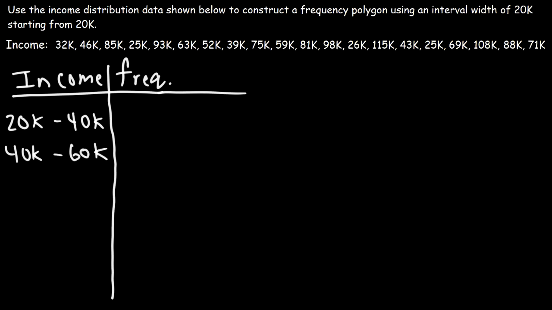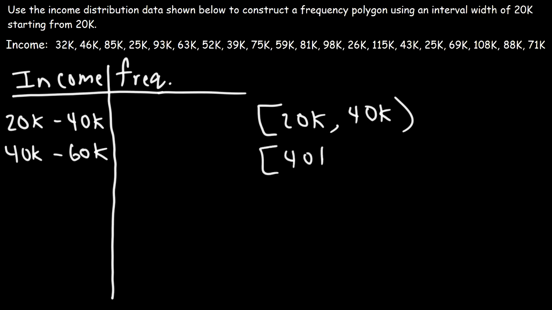Now you might be wondering, let's say if we have a value of 40K, does it fall in this range or in this one? Now the way we're going to define it is going to be like this. So for the first interval, it's going to include 20K, but it's not going to include 40K. The second interval will include 40K, but not 60K. So 40,000 would fall in this range, not the first one.